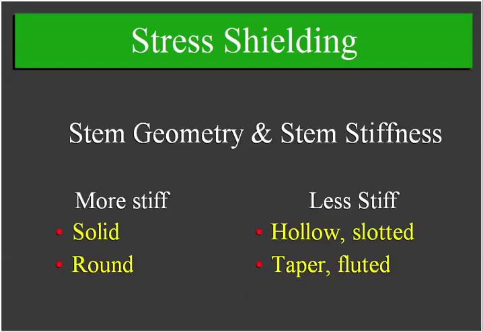So more stiff stems tend to be solid. They tend to be big round stems with a large area moment of inertia. If you want to decrease your stem stiffness, you hollow it, you slot it, you taper it down, and you flute it. That's why with the more third-generation designs, you see more titanium stems. You see more tapered stems. You see slots because you see this stress shielding. And stress shielding is related to stiffness mismatch.